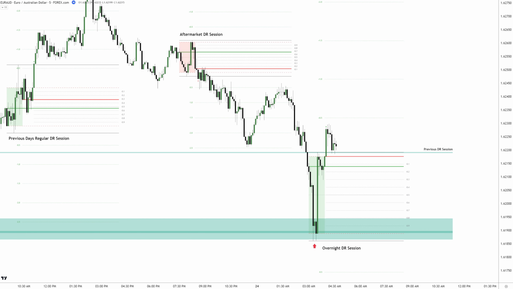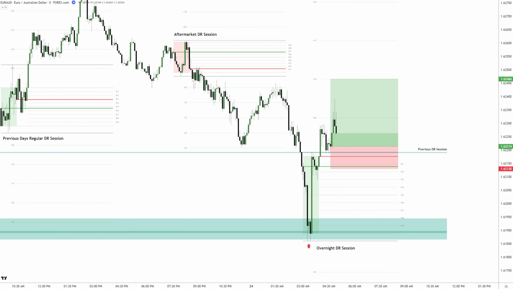Shortly after the confirmation, price retraces back to the DR high and rejects it twice in line with the previous DR session level. This presents a good entry point, and with the opening and closing price being relatively close, you could consider covering them with your stop loss. Targeting the 1 standard deviation level offers a solid 3R potential without even reaching for the aftermarket DR levels.